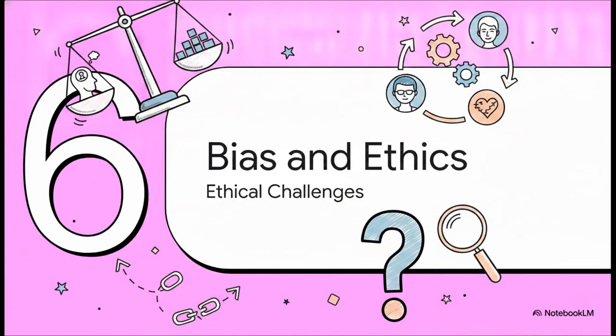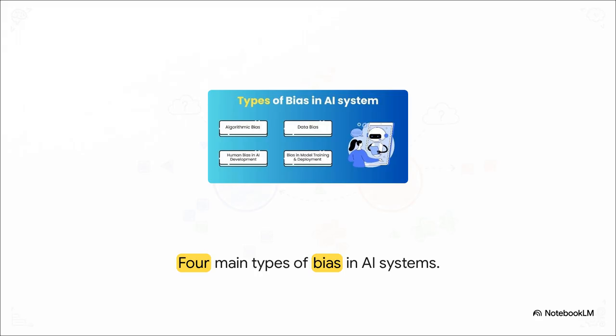Section 6. Bias and ethical challenges. Okay, we have to talk about what happens when deploying these models out in the wild. We must look out for four main types of bias: algorithmic bias, data bias, human bias in AI development, and bias in model training and deployment. Because a naive system purely relies on historical data to calculate its probabilities, any data bias or algorithmic bias can easily cause it to replicate and even amplify historical discrimination.